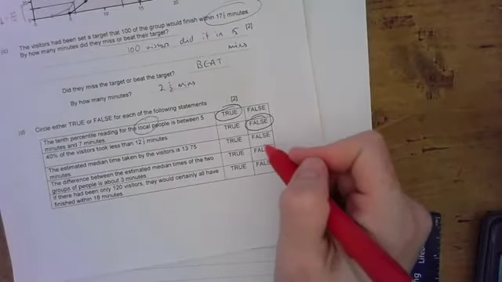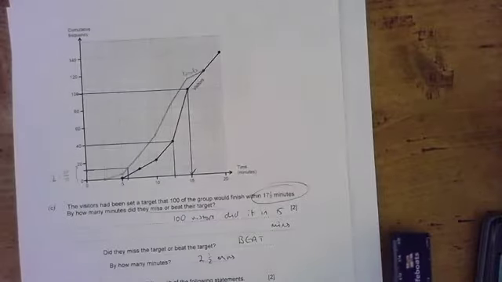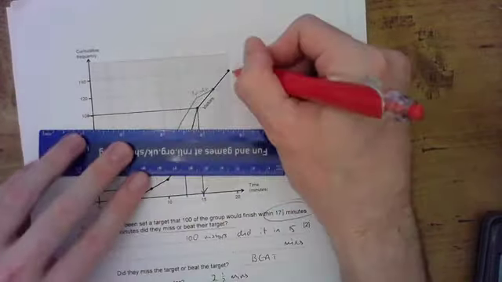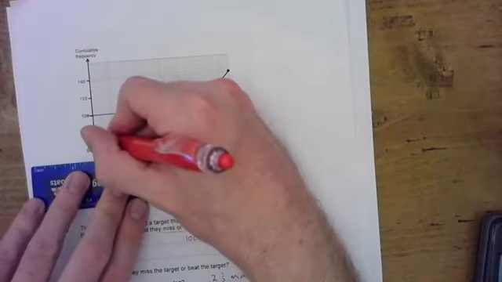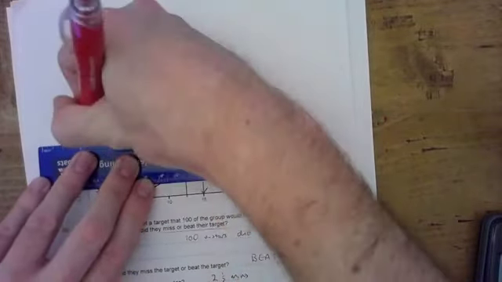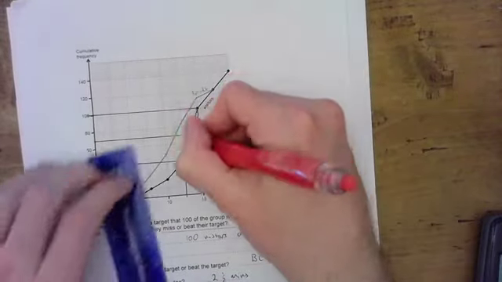That was false. The estimated median time by the visitors is 13.75. So the estimated by the visitors. So the visitors, there was 140, so 70 would be the midway here. So 1, 2, 3, 4, 5 there. Draw a line across until I hit the visitors graph, which is here.